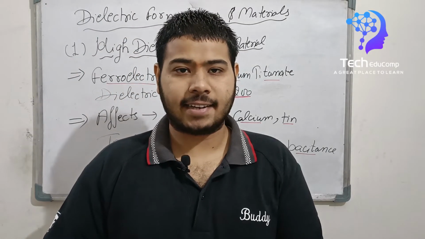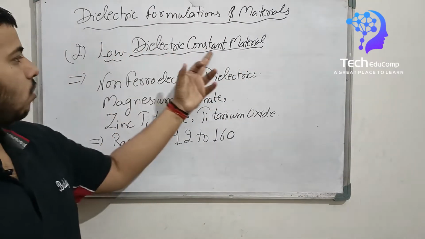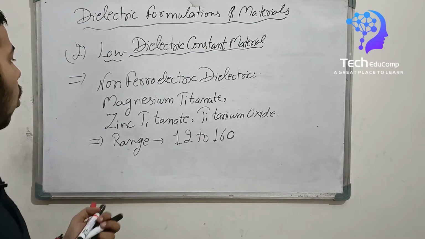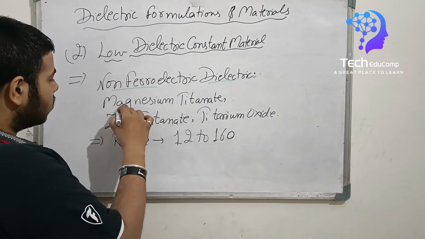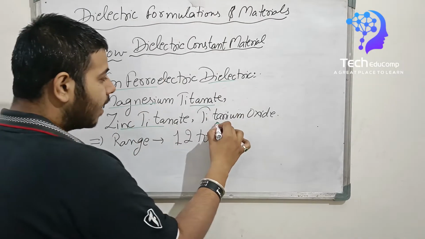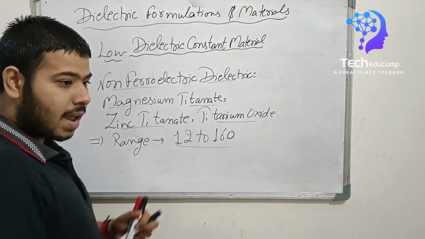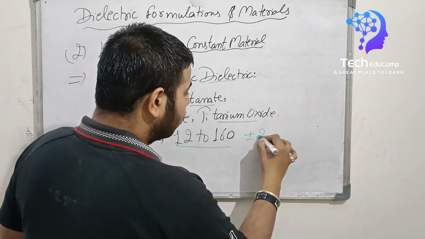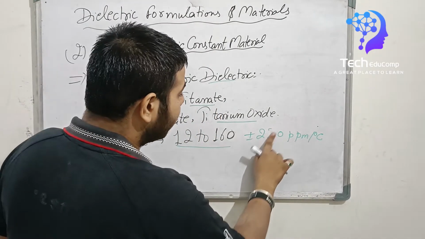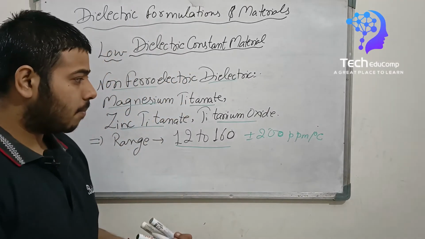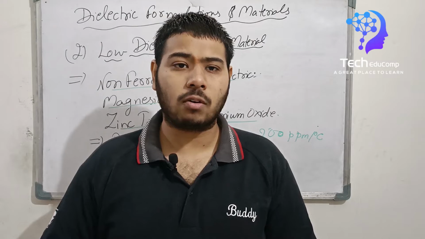Now let's talk about the second type, that is low dielectric constant materials. It consists of several ferroelectric dielectric materials of low permeability, which consist of magnesium titanate, zinc titanate and titanium oxide, which have a dielectric constant ranging from 12 to 160 with a temperature coefficient of plus minus 200 ppm per degree Celsius. So this was the second type of low dielectric constant materials.